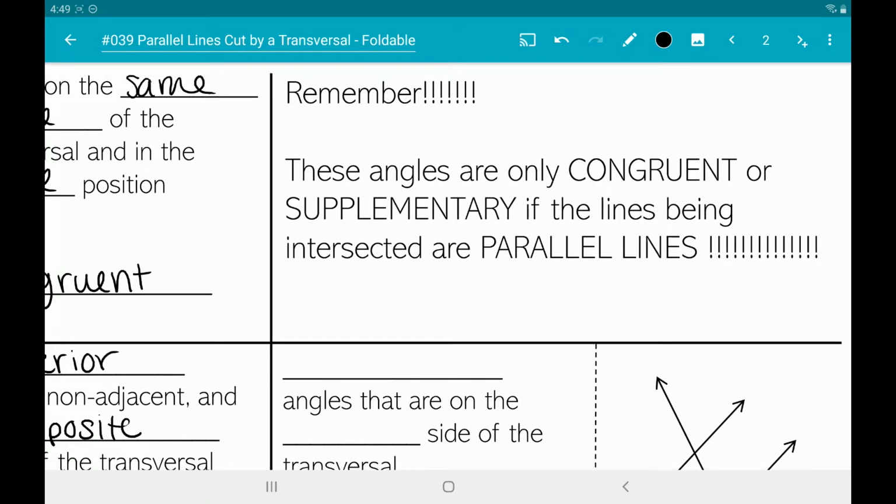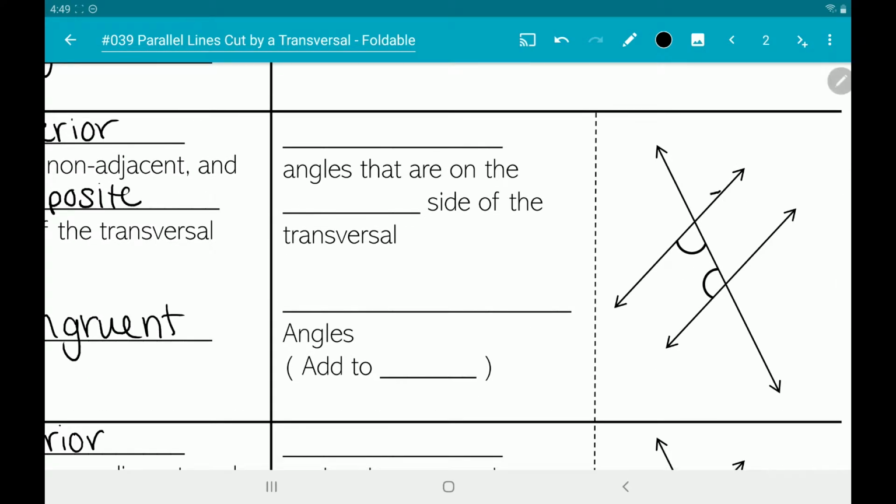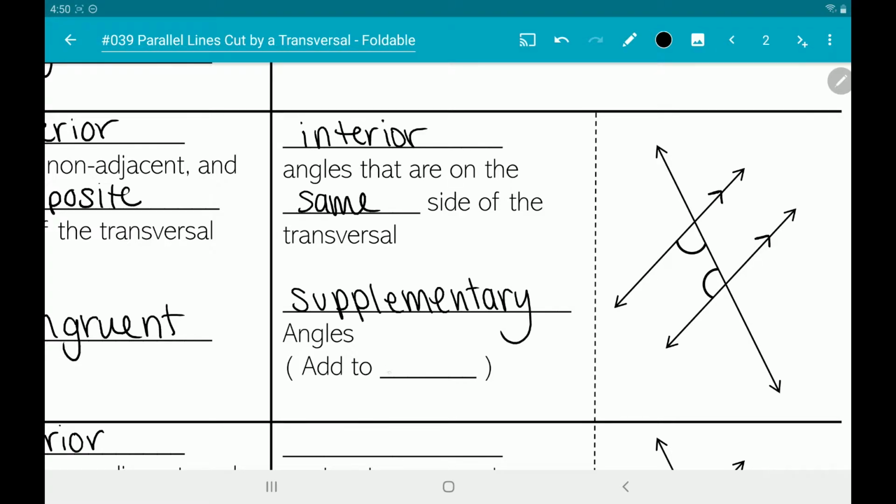If you look at the top right, again, it reminds you that these angles are only congruent or supplementary if the lines intersected are parallel. Otherwise, you cannot say that this is the case. Okay? But if they are, and we have that these are interior angles, you can see they're on the inside of these two lines here. And you can see that they are on the same side of the transversal. So these are going to be same side interior angles, okay? These are supplementary angles, as long as the lines being intersected are parallel, and they are in this case. And supplementary, I'm going to remind you, means they add to 180 degrees. So whatever this angle is, whatever this angle is, they're going to add to give you 180.